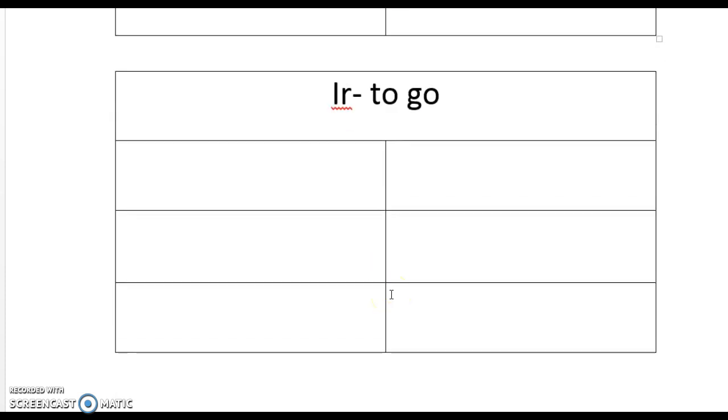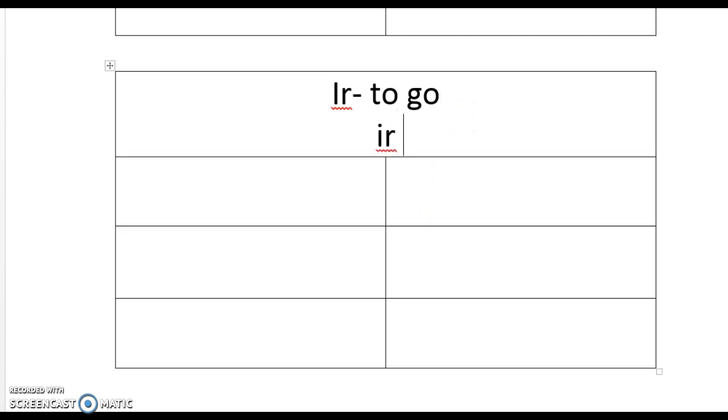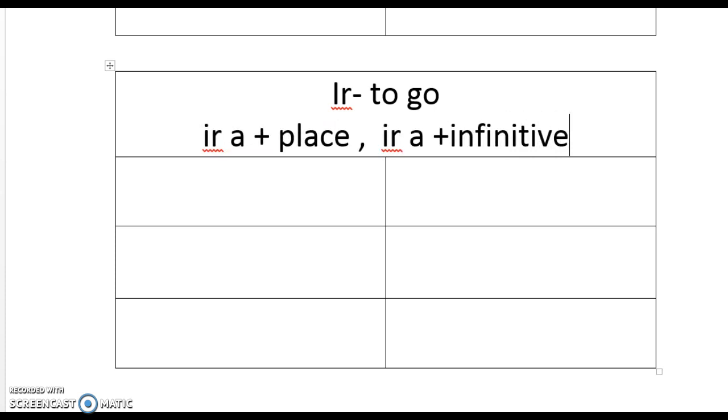Now we're moving on to the verb ir. Ir means to go. Remember that when we want to talk about where we're going, we need to include ir with the preposition a and then the place that you're going to. If we wanted to talk about the simple future, we can use the verb ir with the preposition a with the infinitive. So if I wanted to say I am going to study, I could say voy a estudiar. And if I'm going to say that I am going to the library, I would say voy a la biblioteca.